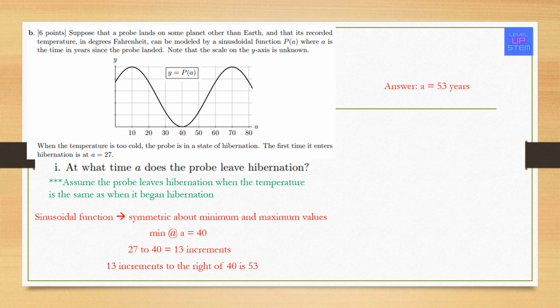And so that's your answer, A is 53. If you want to see this graphically, that's A equals 27, and you can take that y value and just draw a line and see where it hits at the other end, and that looks like 53 to me.